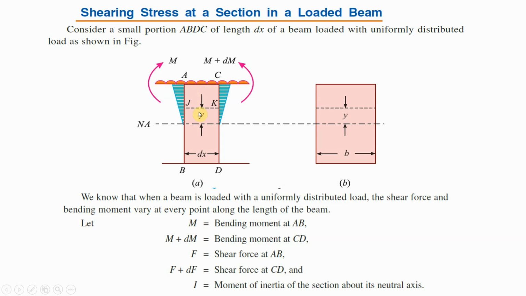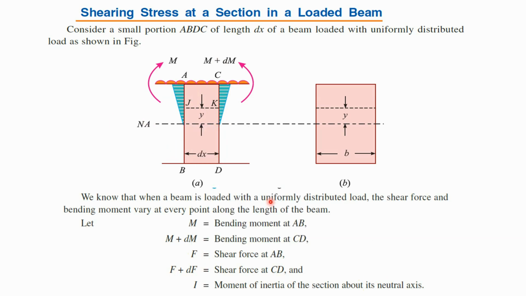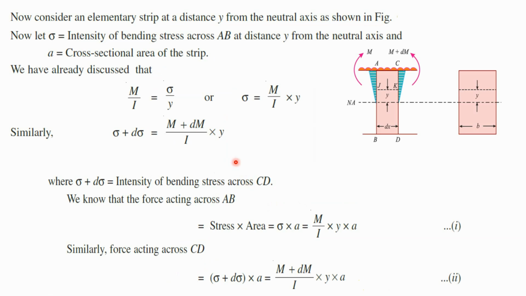After that, definitely at this section, some shear force will exist. So that shear force at AB will be F, and at CD will be F plus dF, means a different shear force at CD. Then I is the moment of inertia of the section about its neutral axis. Now consider an elemental strip at a distance y from the neutral axis as shown in the figure. So here I consider one dotted line which is one elemental strip at a distance y from the neutral axis.